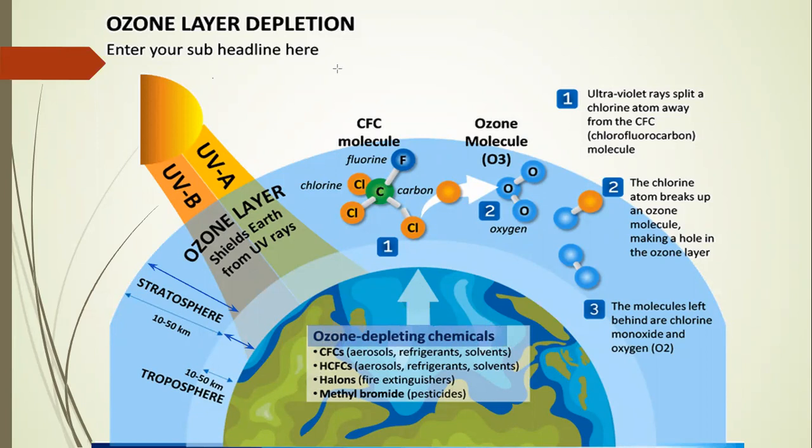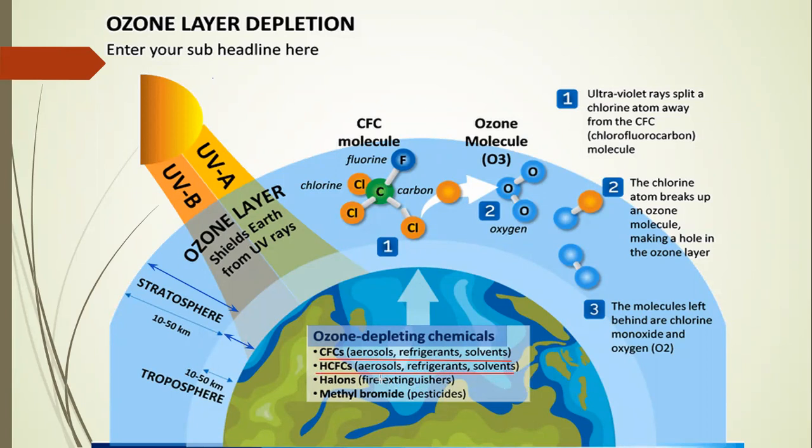One is CFC, chlorofluorocarbon. Chlorofluorocarbon is used mostly in air conditioning and refrigeration systems. Also hydrocarbons with fluorine are used in our old generation refrigeration and air conditioning systems, because we require cooling at very low temperatures. So we use chlorofluorocarbon and hydrochlorofluorocarbon in our refrigeration systems.